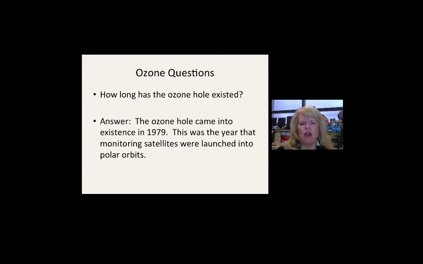Now, how long has the ozone hole existed that you hear about? The answer is that it originated in 1979. That's important for you to know. This was the year that the monitoring satellites were launched into polar orbits and we could actually document it. So does that mean that's when we know it came into being? That's when we can prove it came into being.